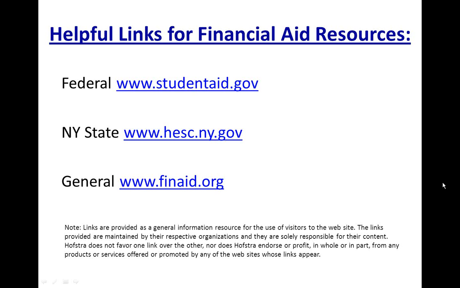Helpful links for financial aid resources: for federal financial aid, visit studentaid.gov; for New York State aid, hesc.ny.gov; and for general financial aid, finaid.org.